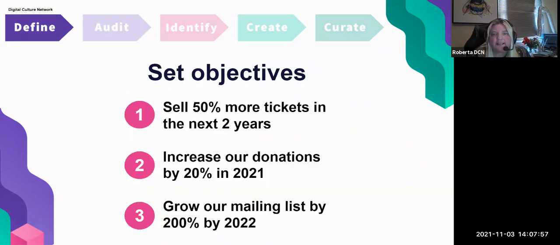When you know what the content needs to do for you, you can set objectives. What are objectives? Effective objectives are measurable, achievable, and specific. They can be things like sell 50% more tickets in the next 2 years, or increase donations by 20% in the year 2021, or perhaps growing our mailing list by 200% by 2022.